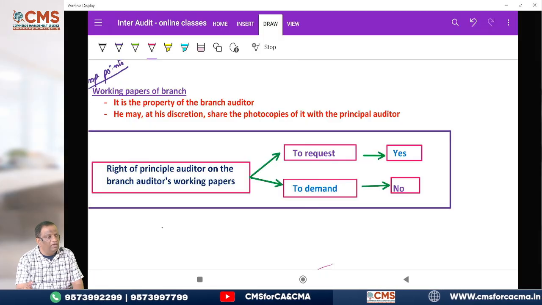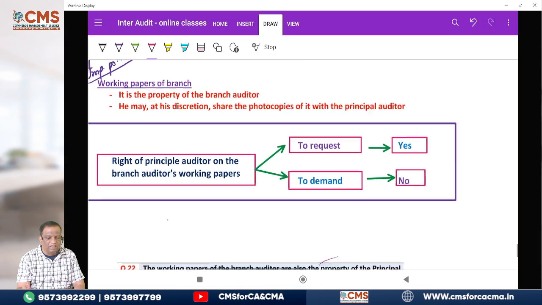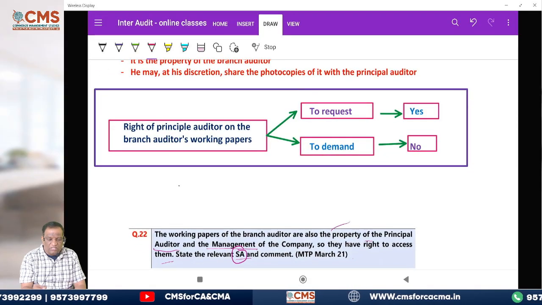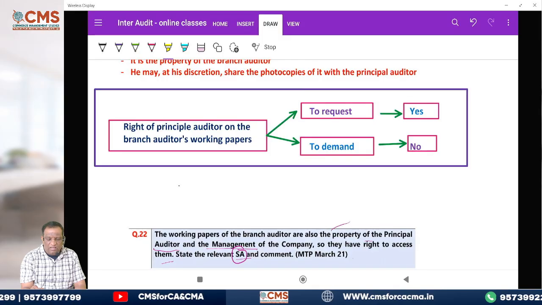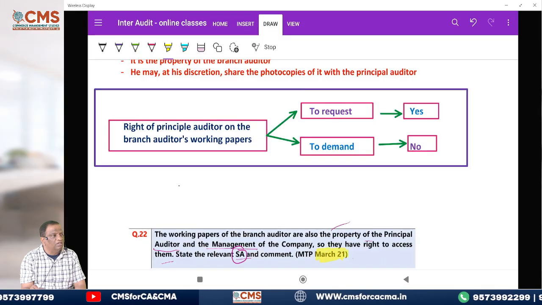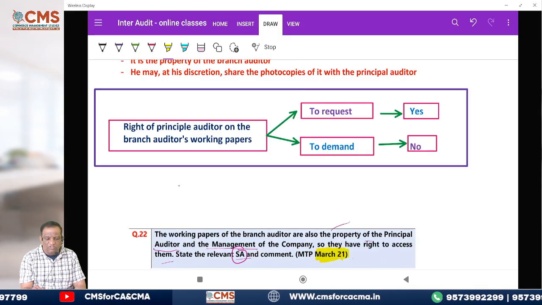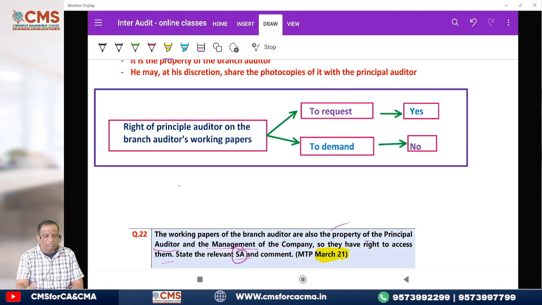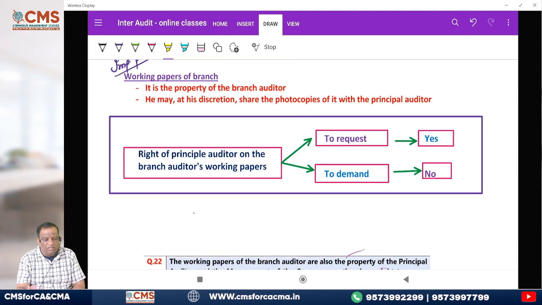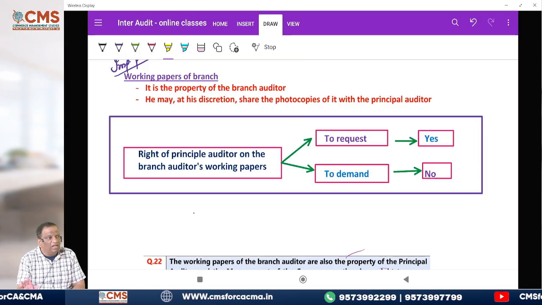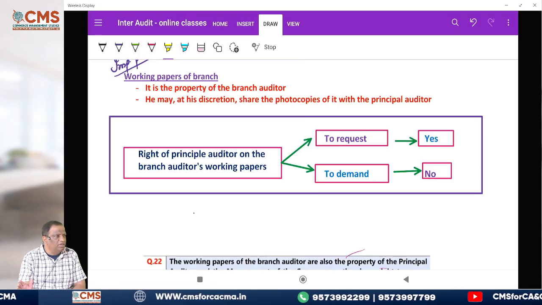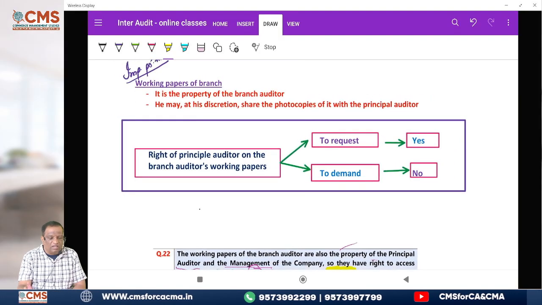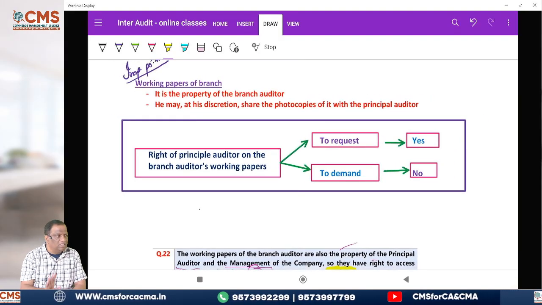Because of recent cases and all that, he is asking this in the question, like here you can see, this 2021 question. Otherwise, you read all the other points and miss out on this. The working papers of the branch auditor are also the property of the principal auditor. No. The branch working papers are the property of the branch auditor, and at his discretion he can give them to the principal auditor, or he may not give them. It is up to him, that's all. Then what is the right of the principal auditor? You want to request? Yes. You want to demand?